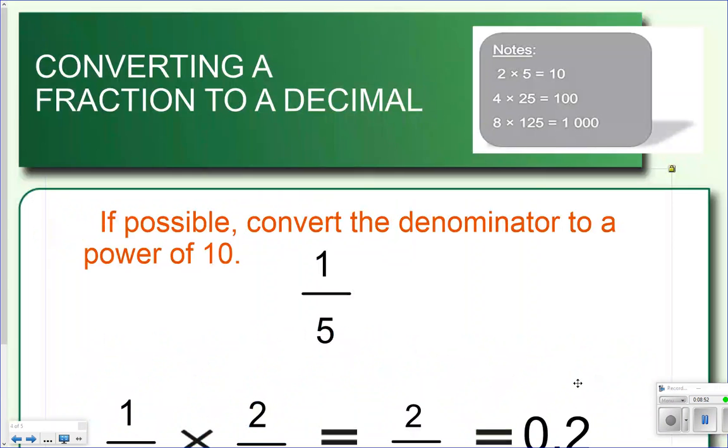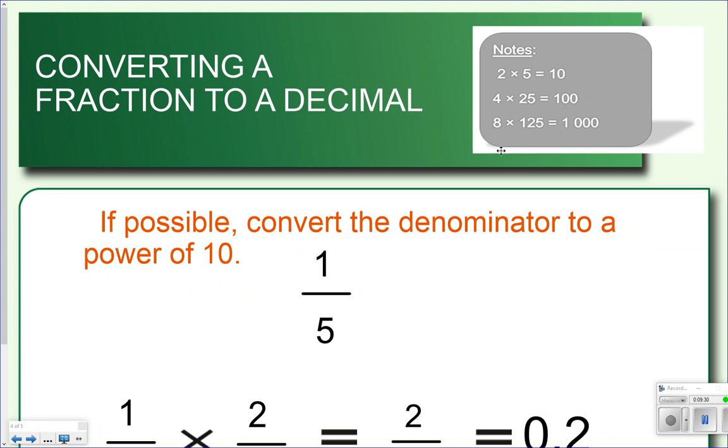We said before that we can write any fraction as a decimal if the denominator is 10, 100 or 1000 and so on. Now if the denominator is not 10, 100 or 1000, how can I write this fraction as a decimal number? We have some notes. The first note is 2 multiplied by 5 equals 10. 4 multiplied by 25 equals 100. The third one is 8 multiplied by 125 equals 1000. Are these notes important? Yes, it's very important.